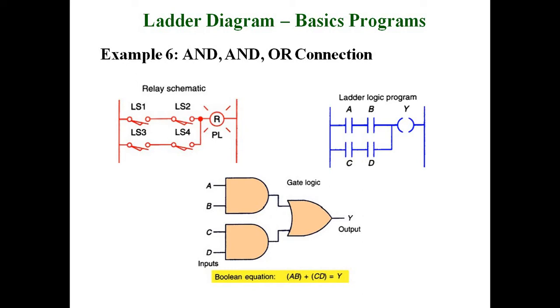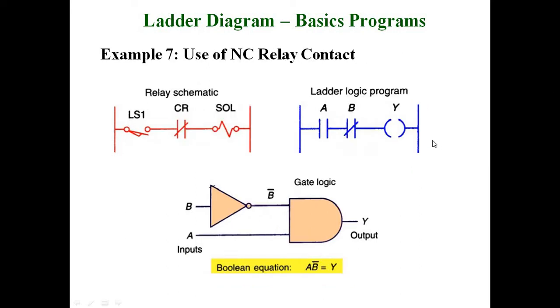Here is the relay schematic diagram, limit switches 1, 2, 3 and 4, and next is a pilot light. The pilot light is the output. And the next is the use of an NC relay contact, a normally closed contact. Here the NOT gate function, and then the closed contact relay means the AND gate function, and then the solenoid coil. That is the relay schematic diagram. Next one is the ladder logic program. Here the Boolean expression A dot B dash is equal to Y.